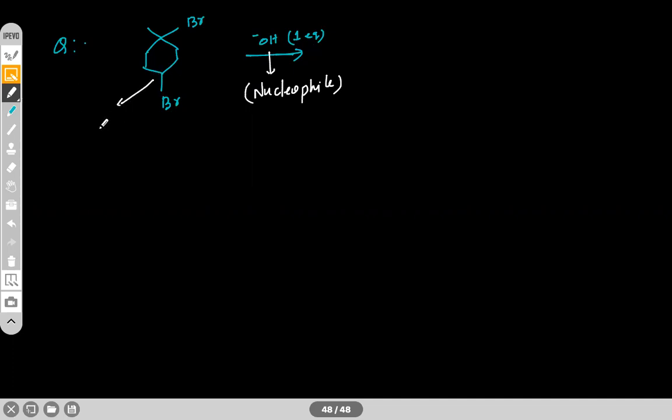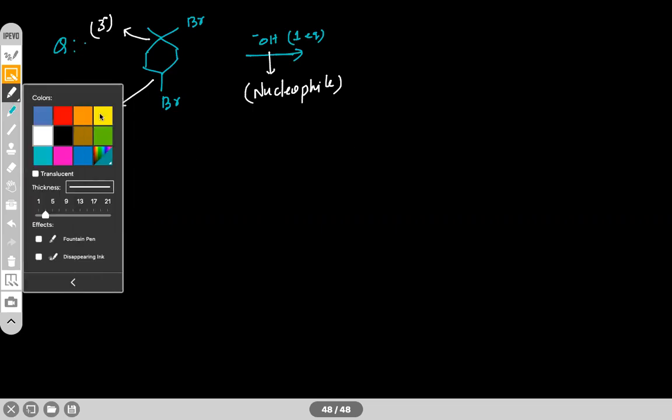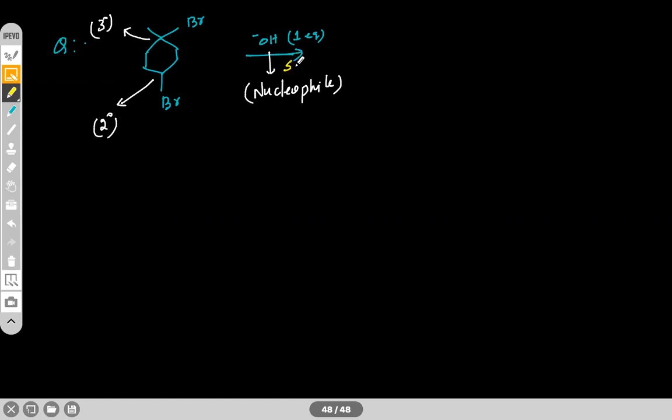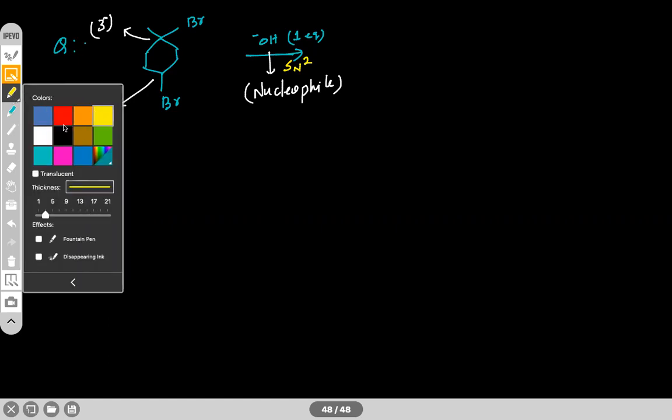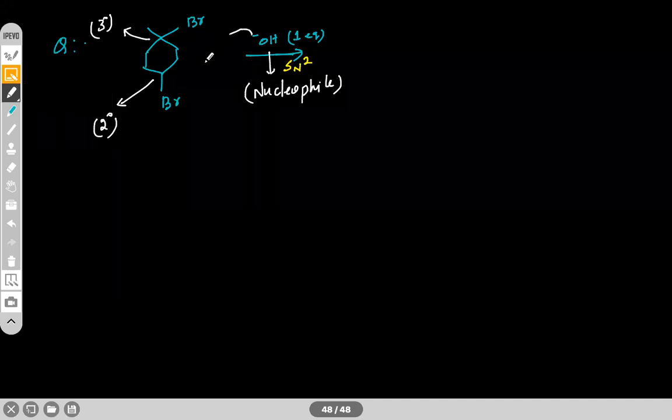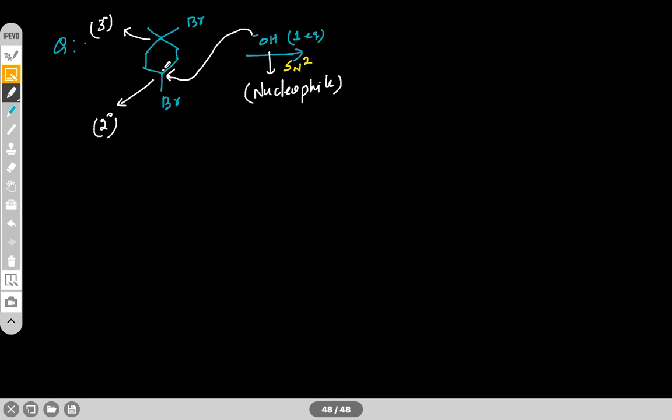Easily, if you see, this carbon atom is secondary because it is attached with two carbons. This carbon atom is tertiary, 3 degree. So if you are considering SN2, you are not considering SN1 here. I am asking you to write down the product towards SN2 reaction. So if you are considering SN2, then this OH minus attacks on the less hindered carbon atom, which is 2 degree. And then this Br minus goes out, and the product here is, this Br will be as it is, and here we get OH, since we have only one equivalent.